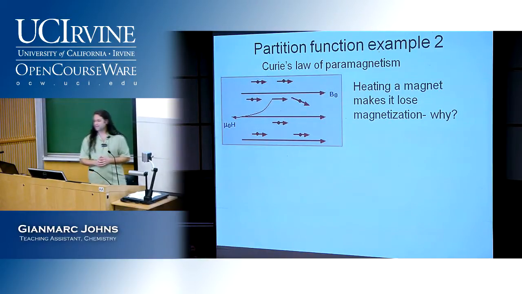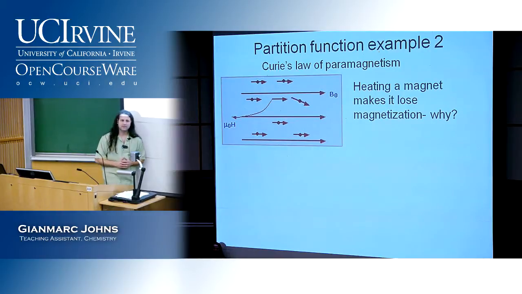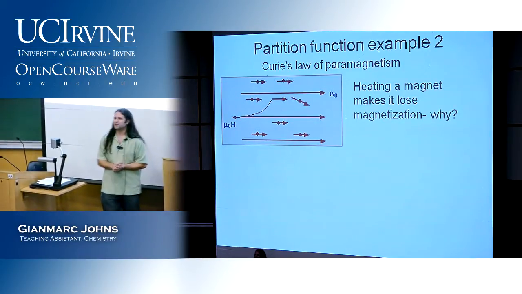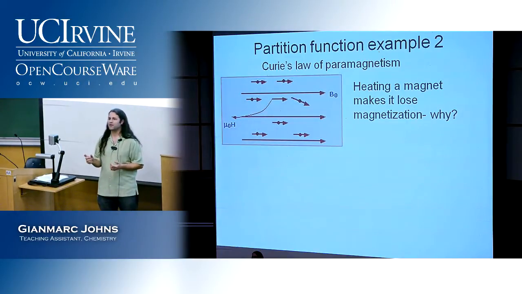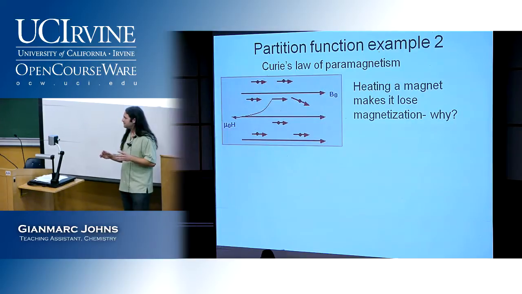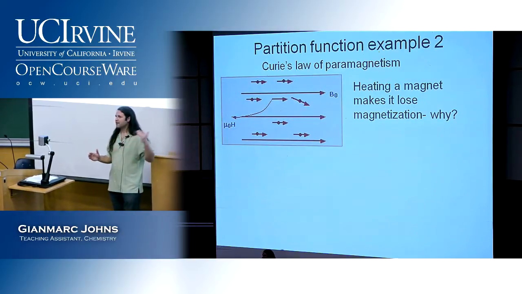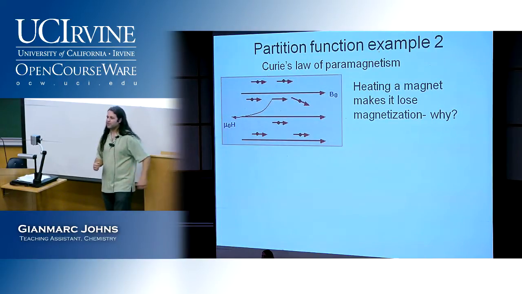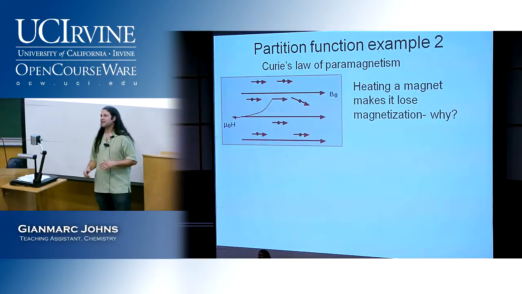So then there's a statement: heating a magnet makes it lose its magnetization, and why. If we think about the situation of a permanent magnet, like something on your refrigerator, that's probably ferromagnetic, but we'll go with it anyway. If you've got a field that's trying to align all the dipoles in one direction, then heat is kind of somebody walking around just kicking them all over the place.